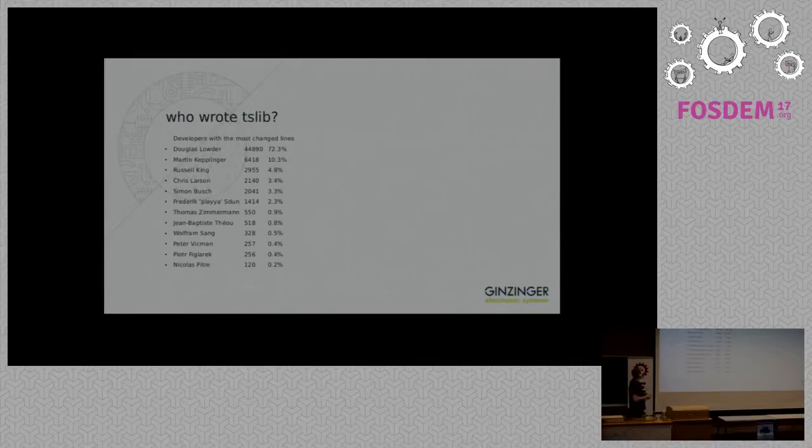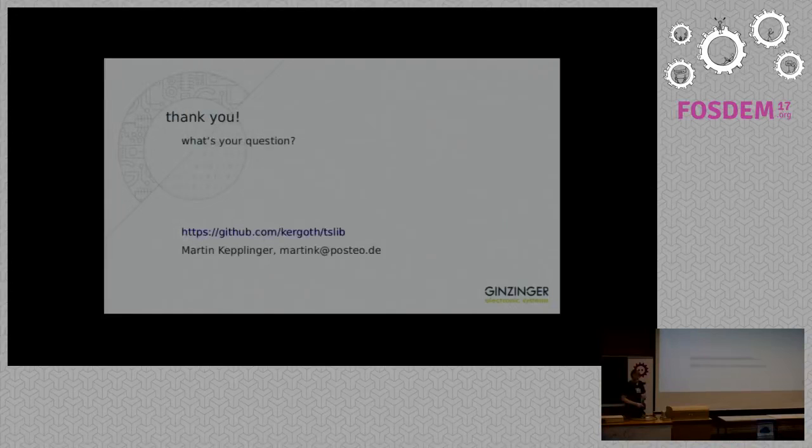And after his initial commit, Douglas Lauder took over. Chris Larson, I think, does anybody know if Chris Larson is here at FOSDEM? I was wondering, but I didn't see him. All right. He was maintaining the project before I took over. He did a really good job. The project is in a really good state. And that's basically the overview of tslib.